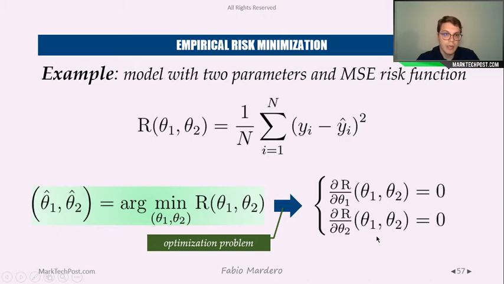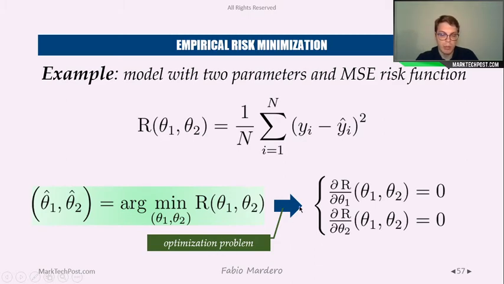So let's look at an example. A model with two parameters with a mean square error risk function. Mean square error risk function means that we have this risk function here. In the next slides we will not make explicit the fact that this risk function is an empirical risk function. And since we are considering a model with two parameters, our theta hat would be a vector of two components.